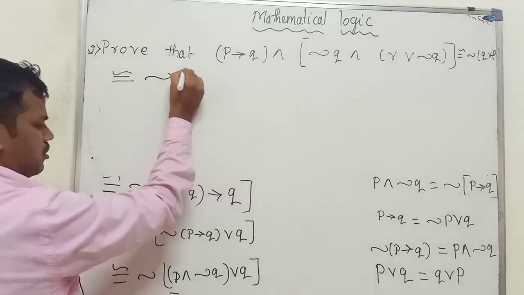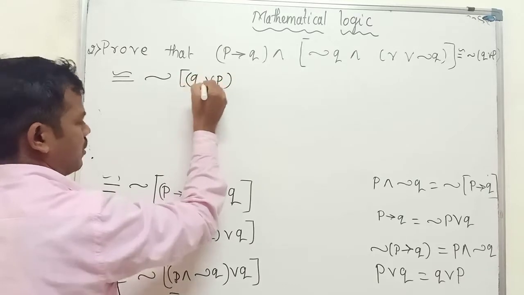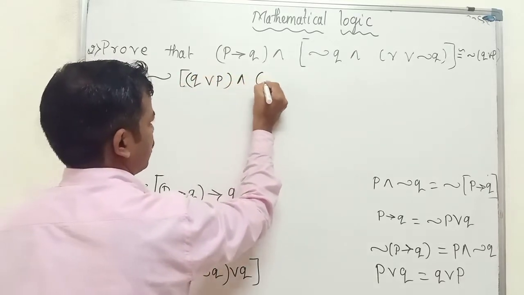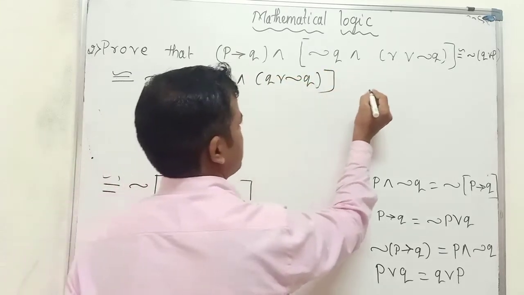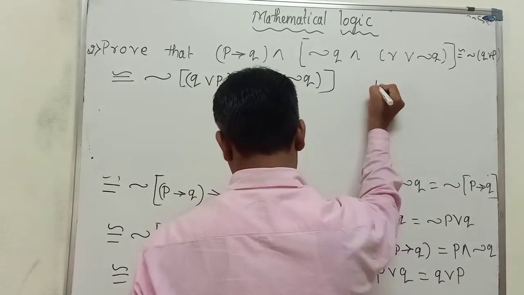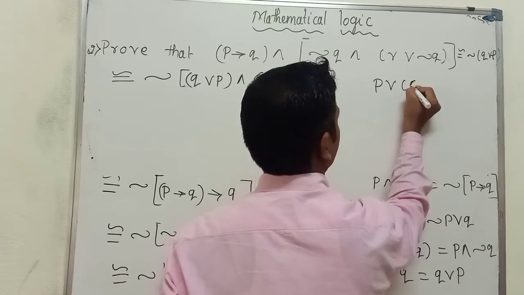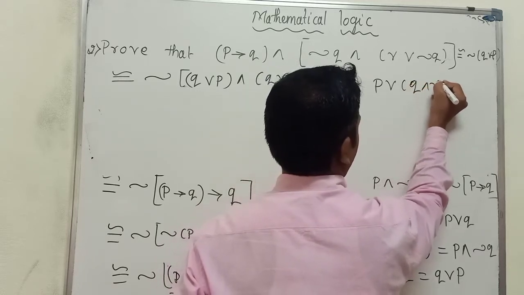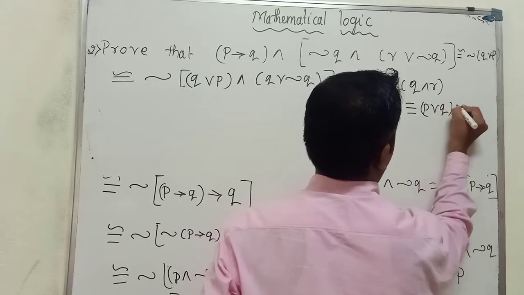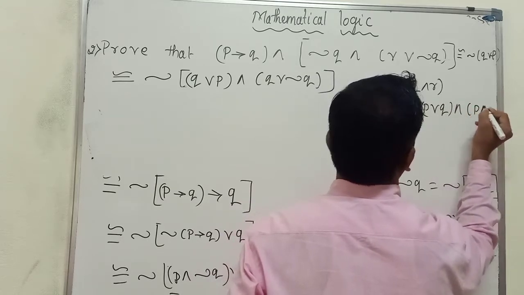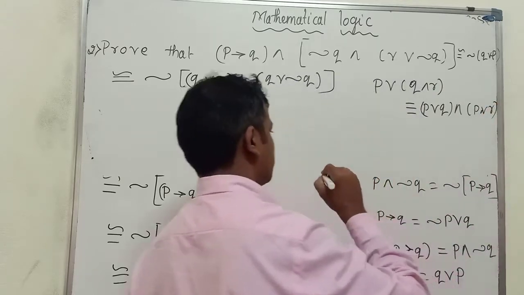So that is logically equivalent to (Q or P) and (Q or negation of Q). By the distributive law, P is distributed: P or (Q and R) we can write as (P or Q) and (P or R), like this by the distributive law.